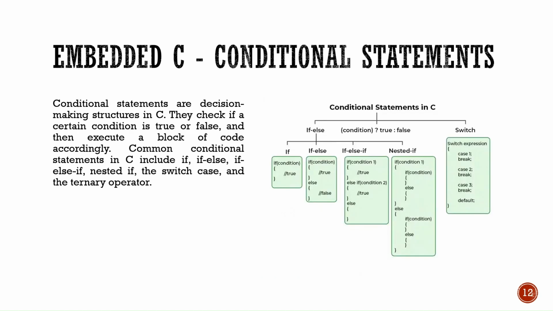Embedded C conditional statements. Conditional statements are decision-making structures in C. They check if a certain condition is true or false and then execute a block of code accordingly. Common conditional statements in C include if else, if, nested if, the switch case, and the ternary operator.